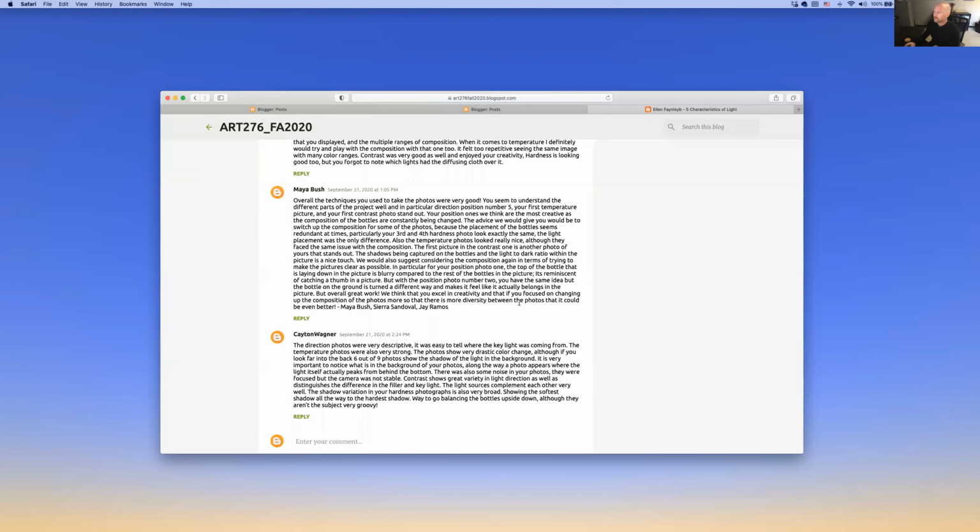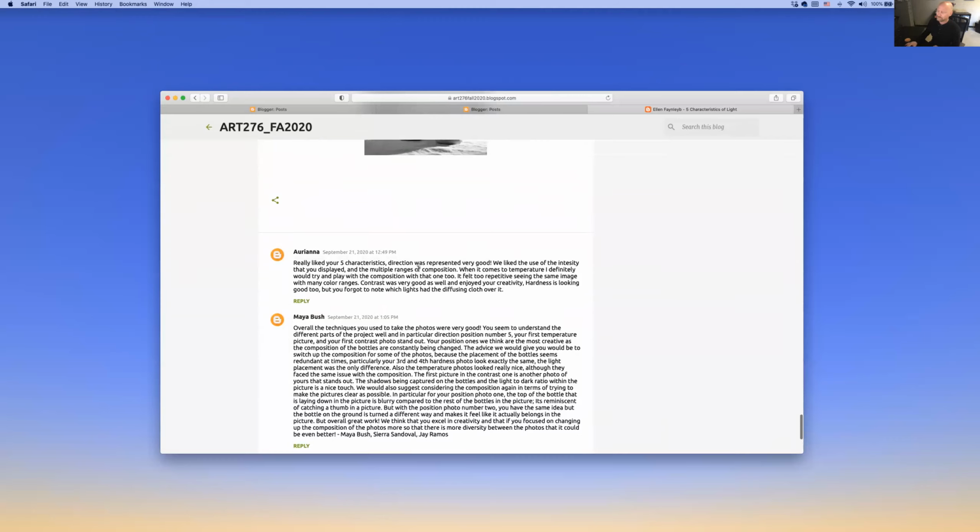Very descriptive on the direction photos. Okay. Contrast shows great variety in light direction, as well as distinguishes the different filter and the key light. Yeah, so I would largely agree with what your peers are saying.